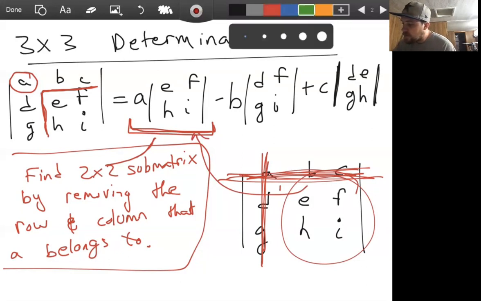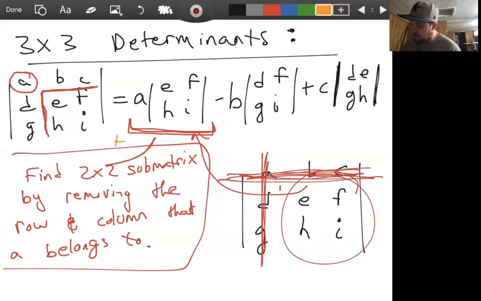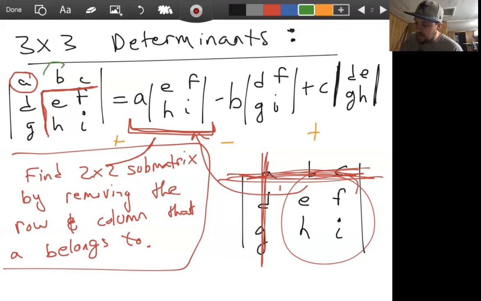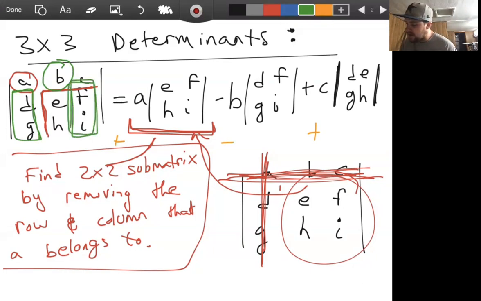And so now, what about B? You always alternate signs here. Notice the signs of each term go plus, minus, plus. Next, maybe I'll use green here. It's minus because we alternate the sign. And then B times the submatrix DG and FI. And so you can see this is exactly the matrix DFGI here.